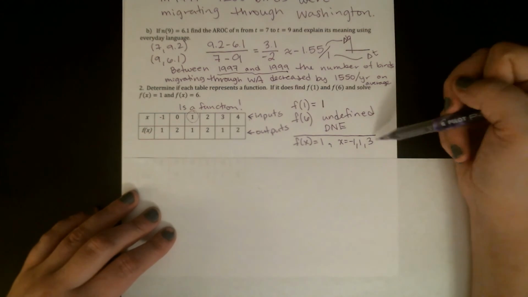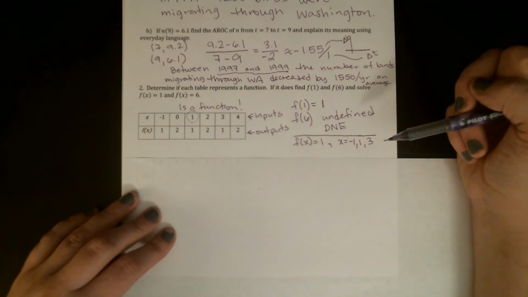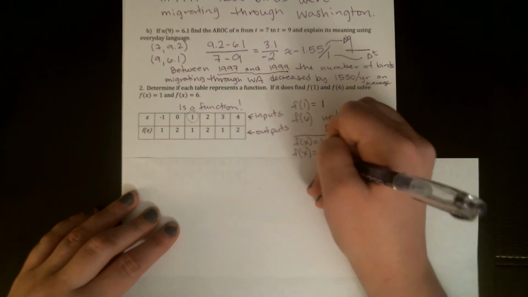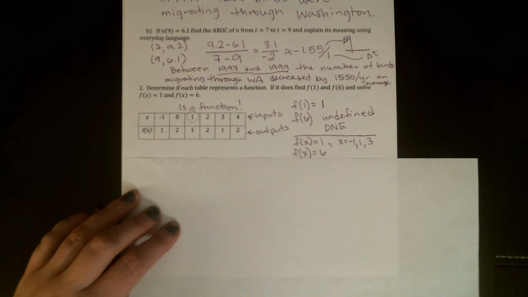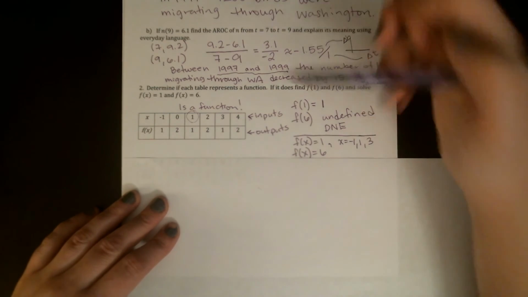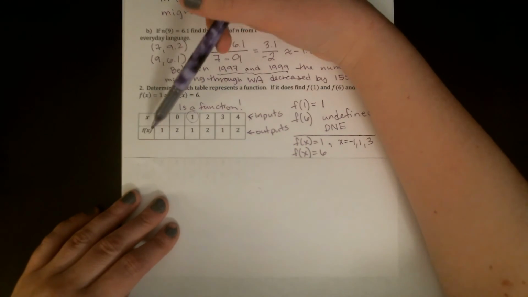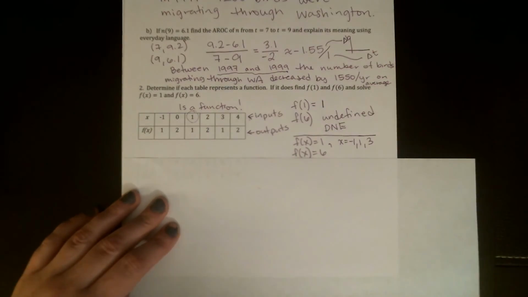So always look for all solutions. There can be more than one. Just to finish this one off, if f of x is equal to 6, and we're supposed to be looking for all possible inputs, we'd again go to the output row and say, okay, when do I get an output of 6? And the answer is never.